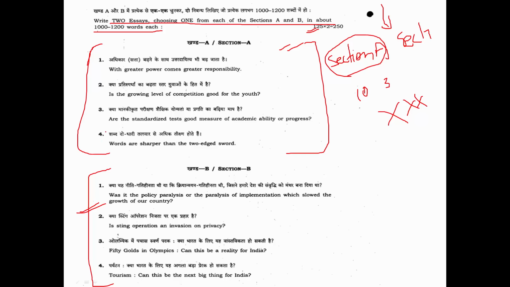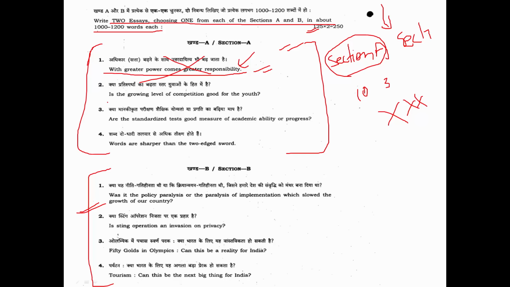Say for example, this is the first essay: with greater power comes greater responsibility. This is a philosophical type of essay, and if you know a lot of anecdotes and stories and the lives of great leaders and how they have used their power, then you can choose it. So the content is important. If you are good in philosophy, then only take it, otherwise leave such types of essays.